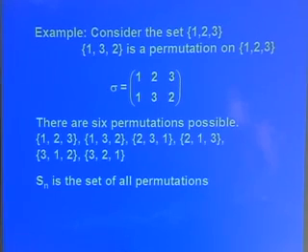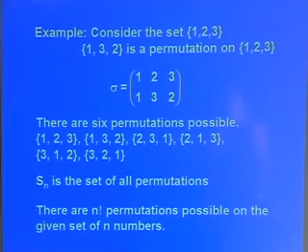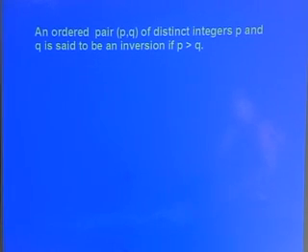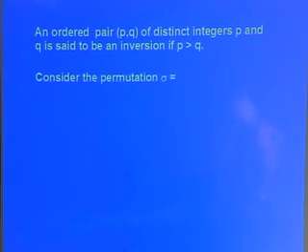So, if Sn is the set of all permutations, then we say that there are n factorial permutations possible on the given set of n numbers. We further define an ordered pair (P, Q) of distinct integers P and Q, then it is said to be an inversion if P is greater than Q.